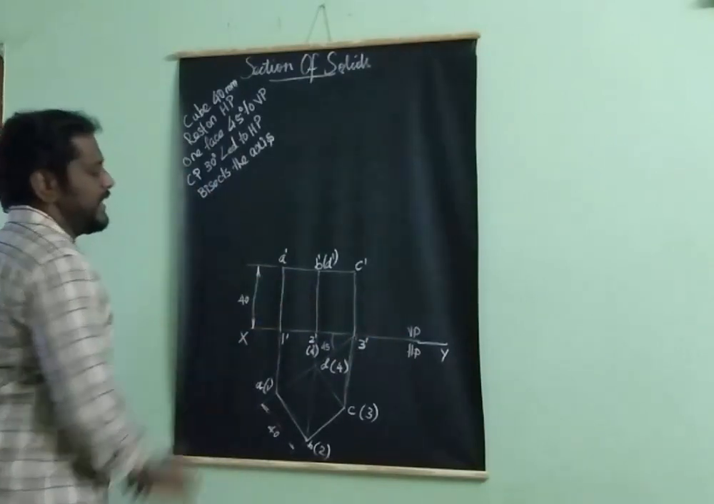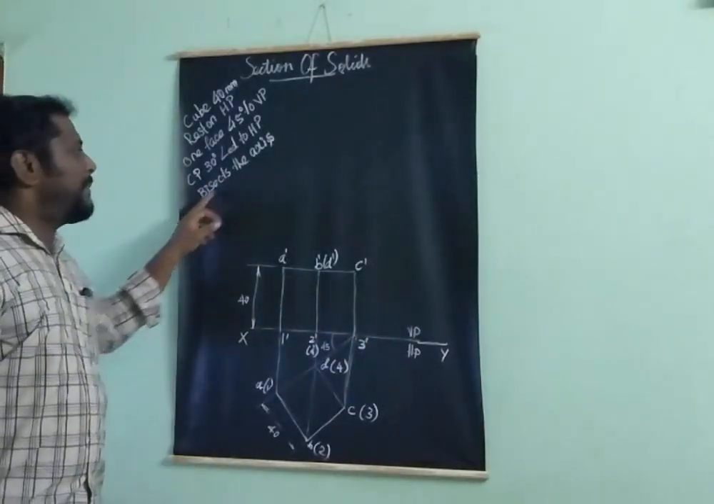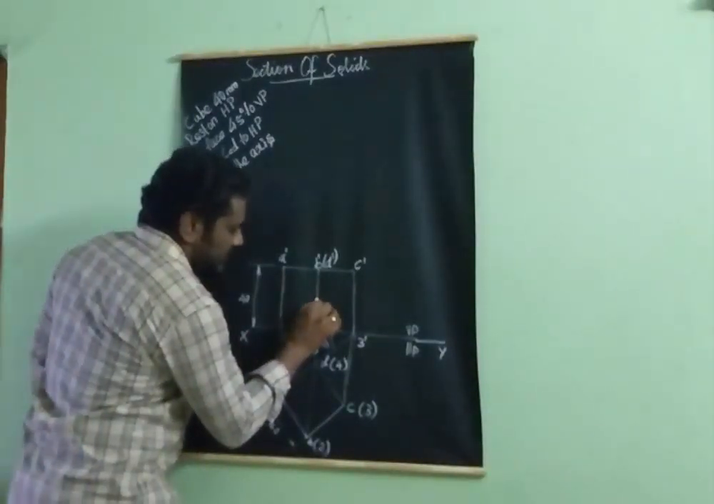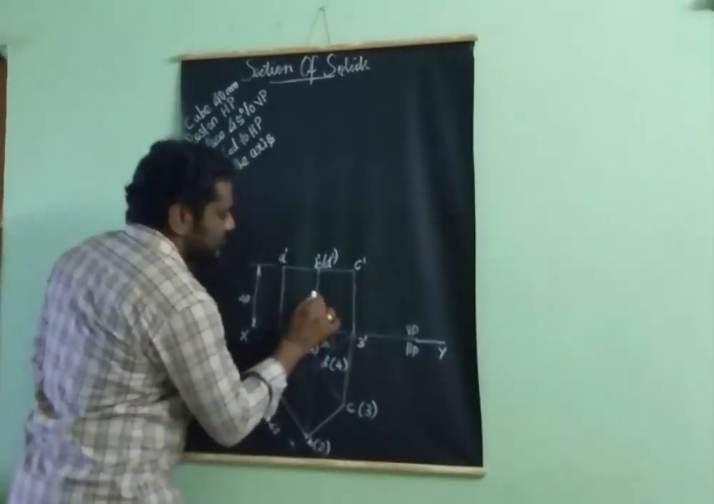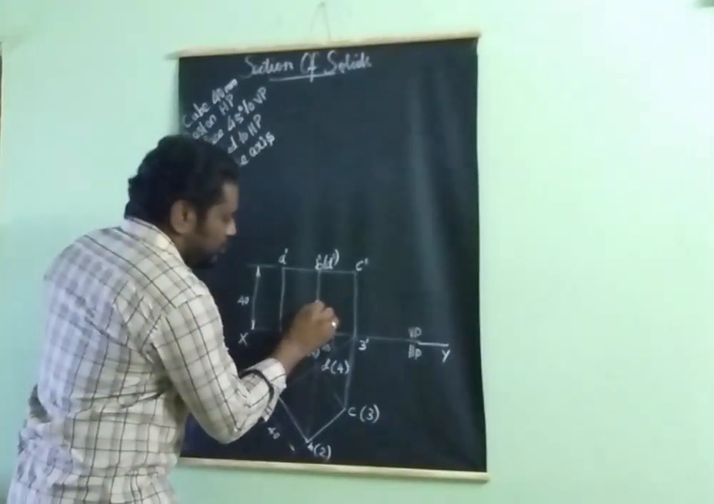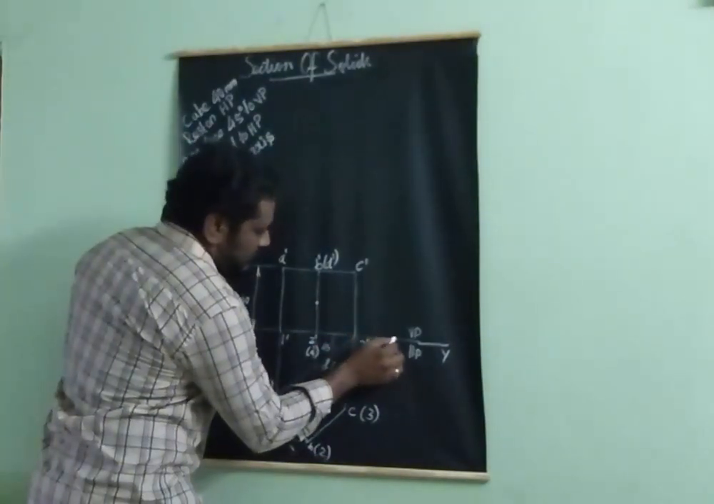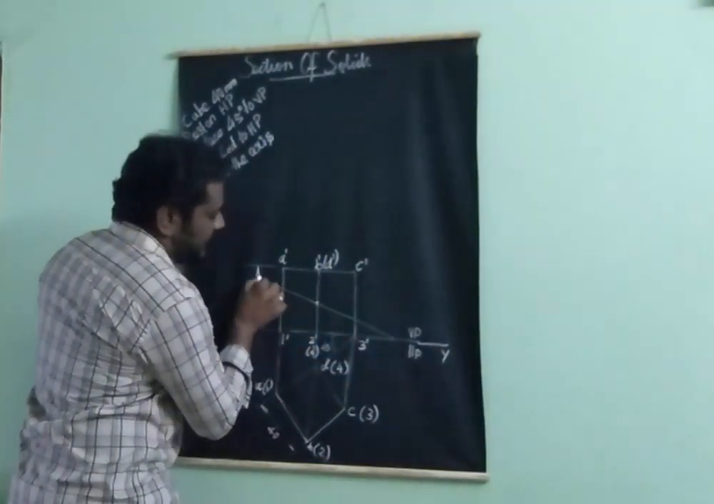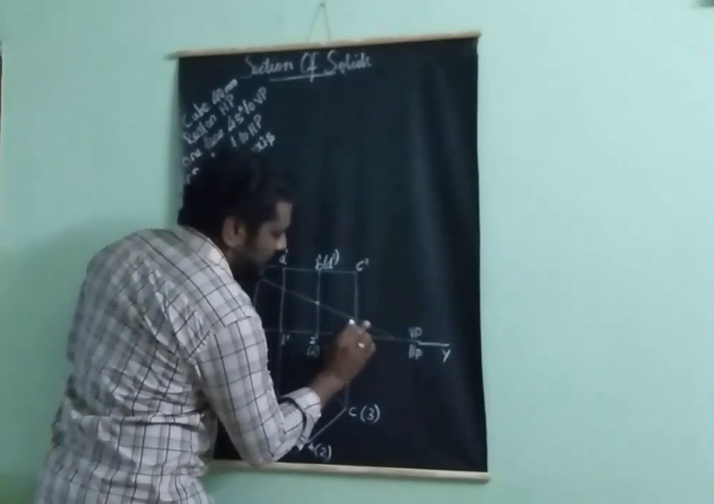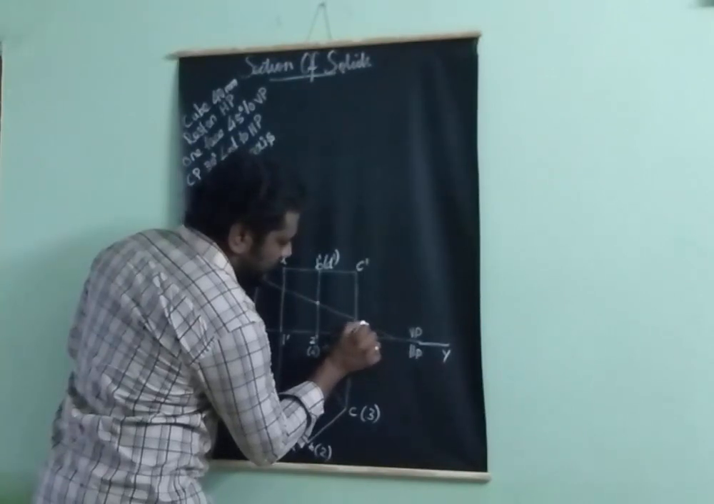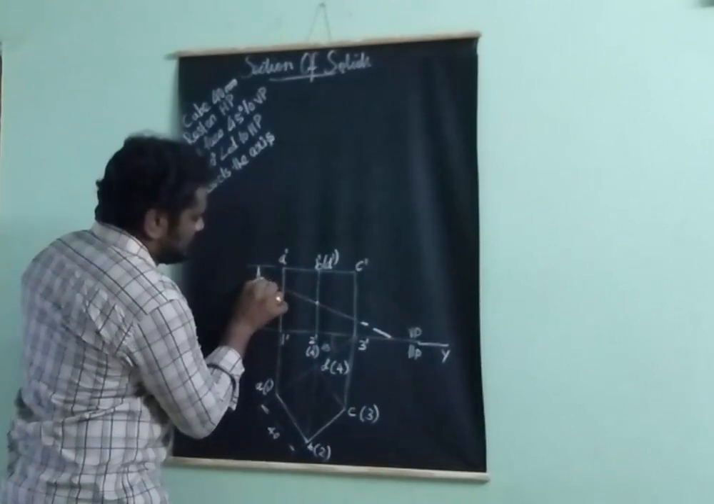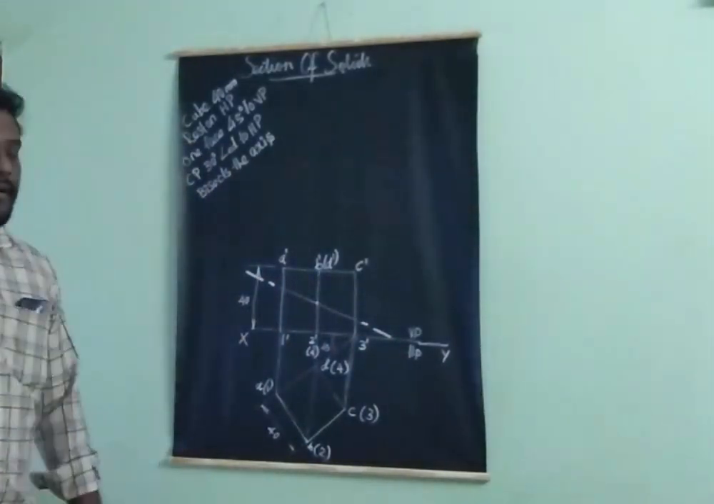The next condition given is it bisects the axis. So make the center point of the axis, that is from base 20 mm will be the center point. It bisects the axis and through this point draw a 30 degree line like this. This will be your cutting plane. So you should represent the cutting plane like this. Okay, I have drawn the cutting plane.